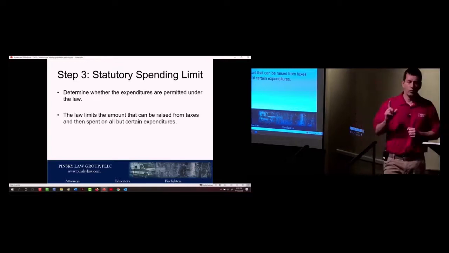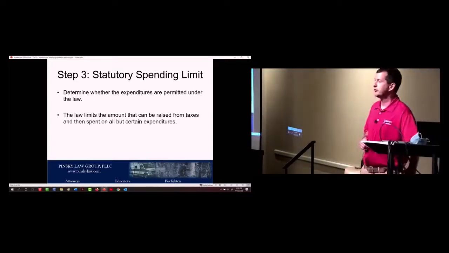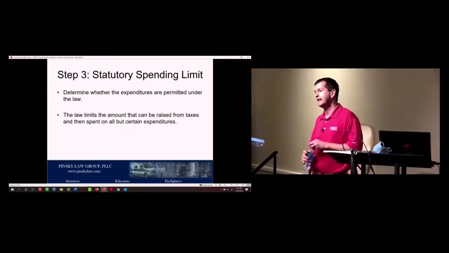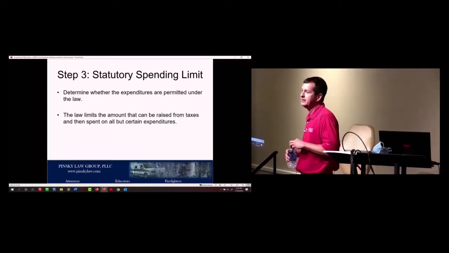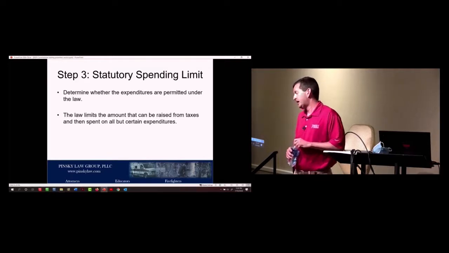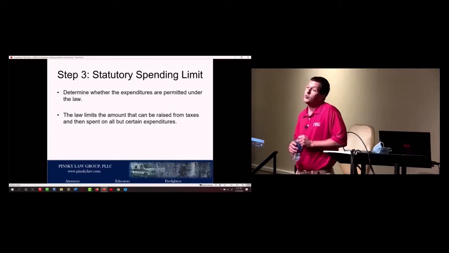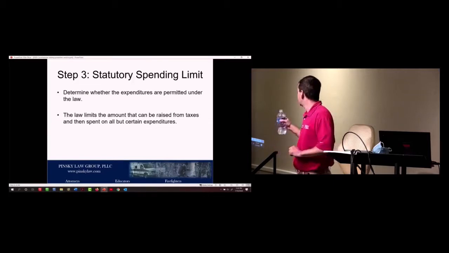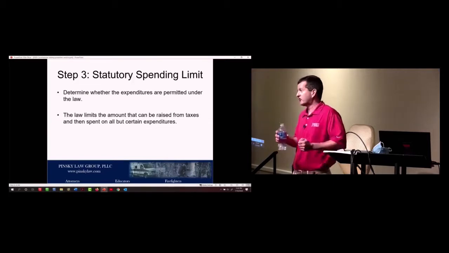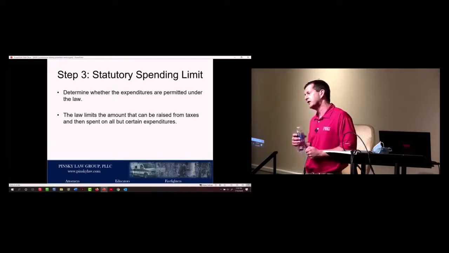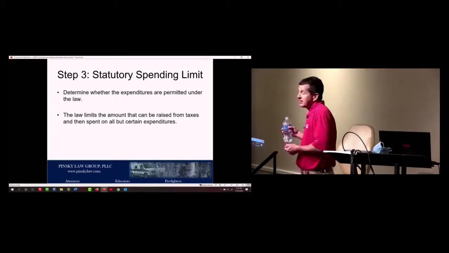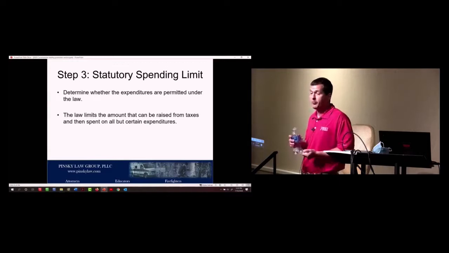If your lawyer and accountant don't understand or aren't able to explain to you the statutory spending limit, you need a new one. If your lawyer doesn't understand the statutory spending limit, you need a new one. Whoever that may be, I hope somebody understands this. And it's a great question when you're interviewing lawyers. Can you explain the statutory spending limit to us? I think it's important. Why? Because this is really important to fire districts.